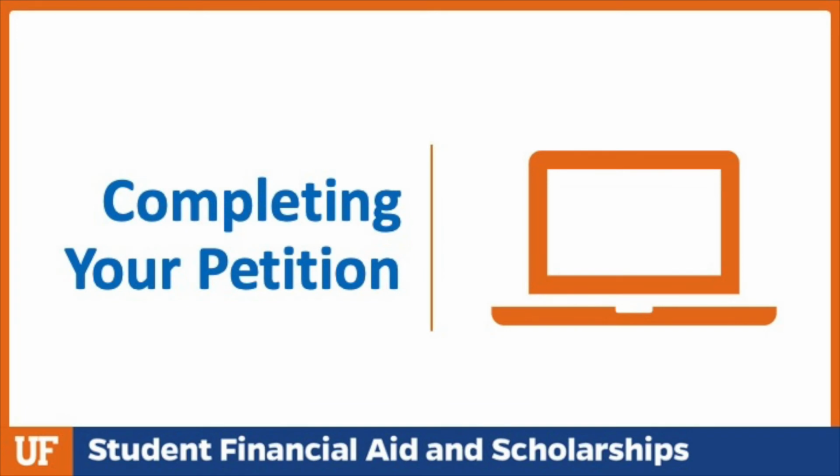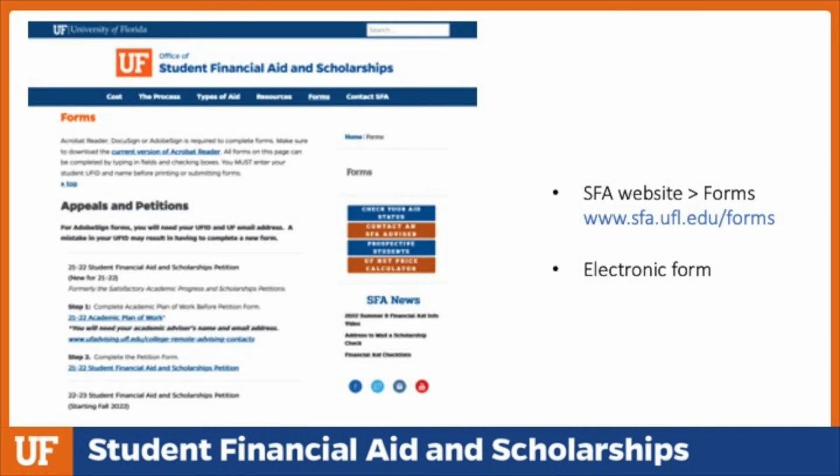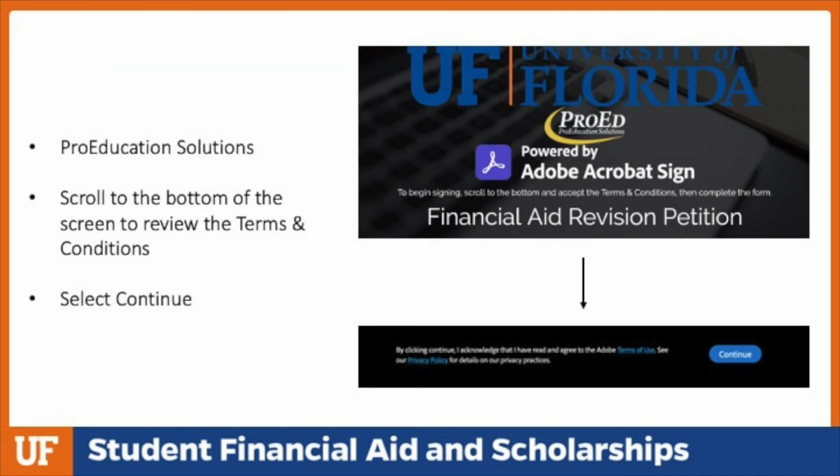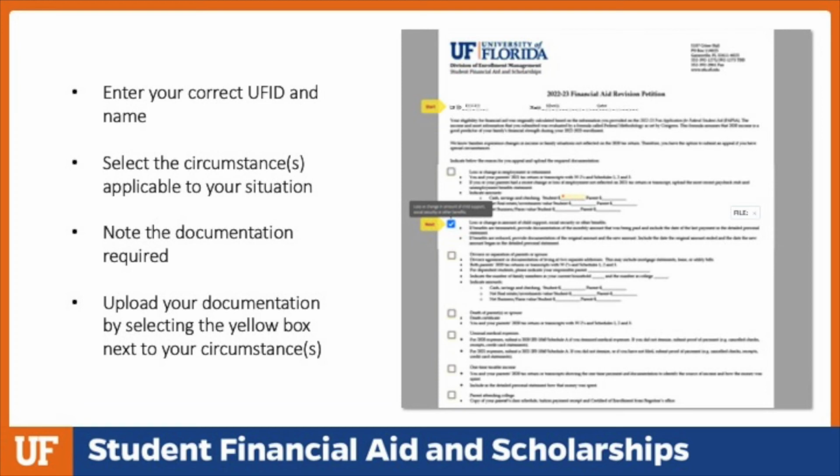Now, let's discuss how to complete your petitions. All petitions can be found and submitted on our financial aid website at sfa.ufl.edu/forms. The completion process is generally the same for all 3 petitions, but we're going to look at the financial aid revision petition as an example. So on our financial aid website, when you click on the financial aid revision petition, you'll be met with this page, and at the bottom, you'll be able to agree to the terms and conditions and then select continue. Once that's completed, you'll be able to enter into the actual financial aid revision petition form.